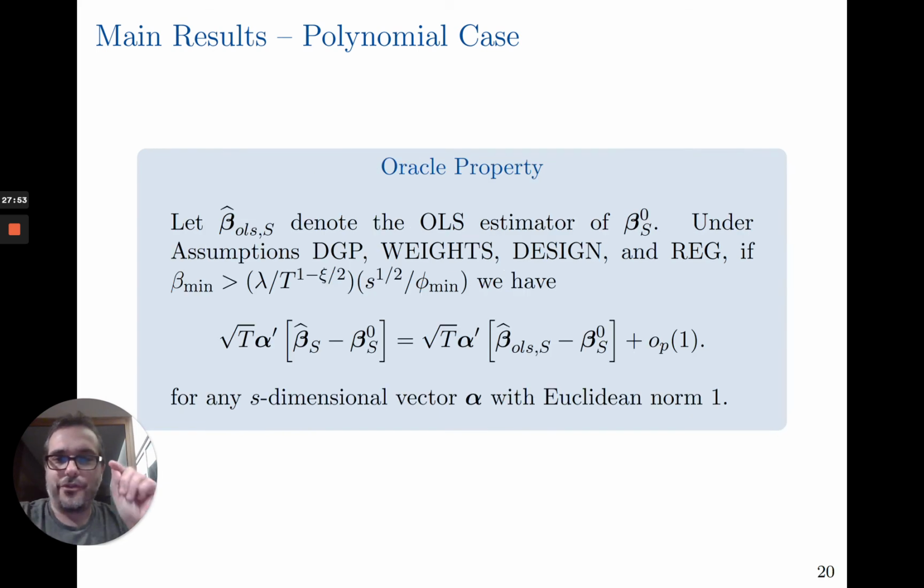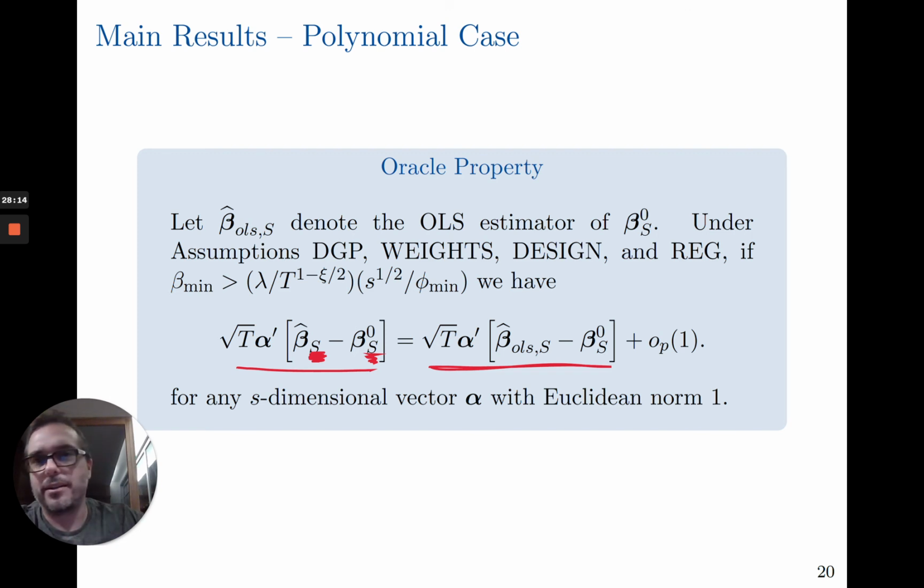And furthermore, the asymptotic distribution of the Lasso for the relevant variables, important, just the relevant variables, is the same as the asymptotic distribution of the OLS using the relevant variables. And we prove that in a very general setup with polynomial case.